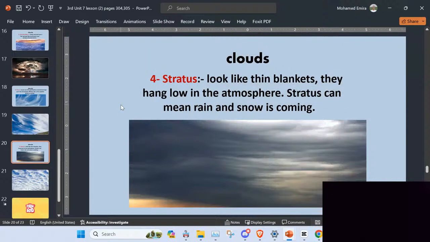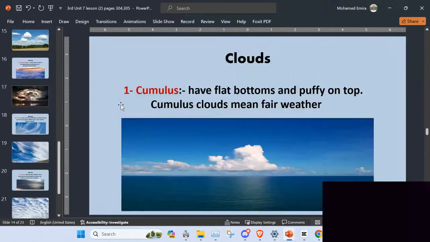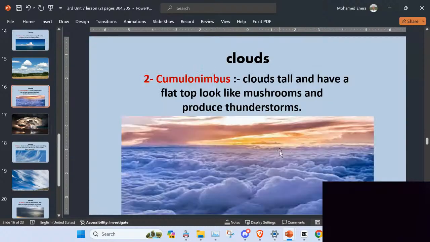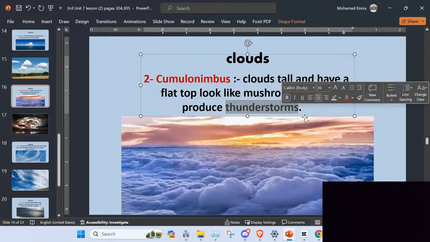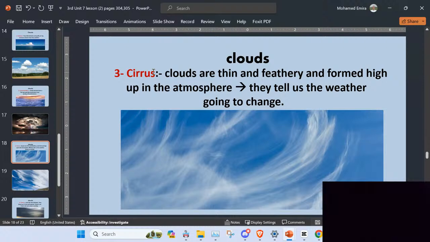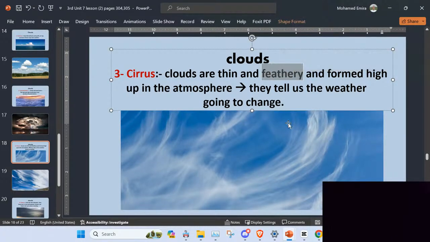So again, the clouds are: cumulus, flat on the bottom, puffy on top, weather is fine. The second one, cumulonimbus, they look like big mushrooms. They fill the whole sky and they make thunderstorms. Third one, cirrus. Cirrus are feathery. They look like the feathers of birds. They are far, far away in the sky.